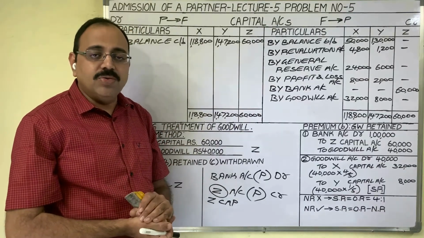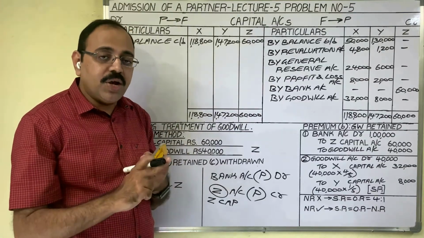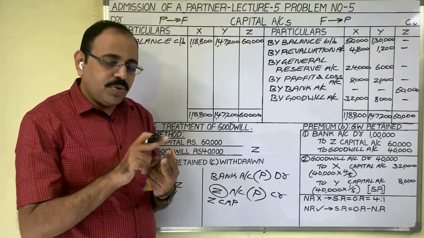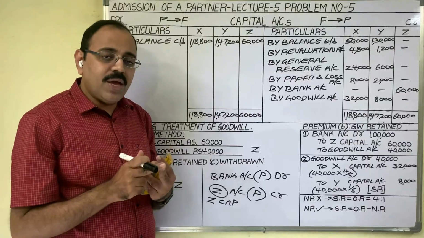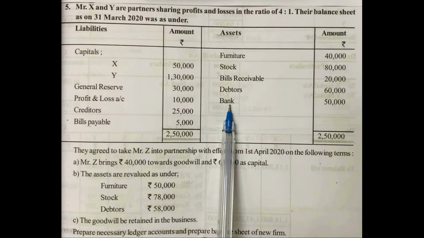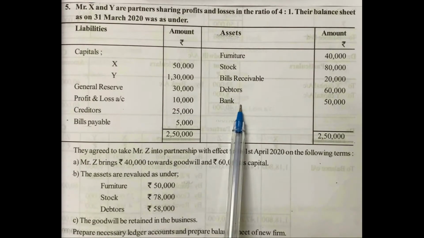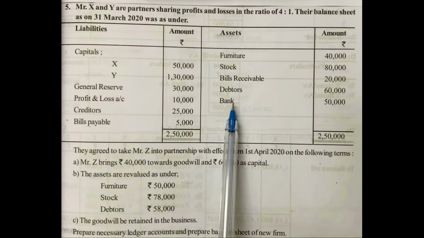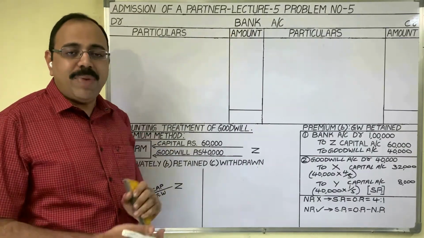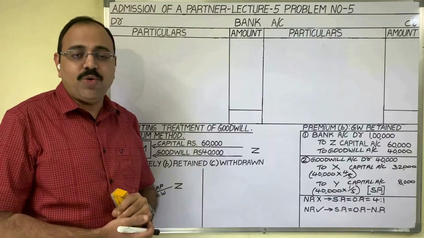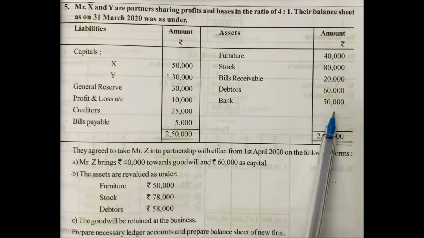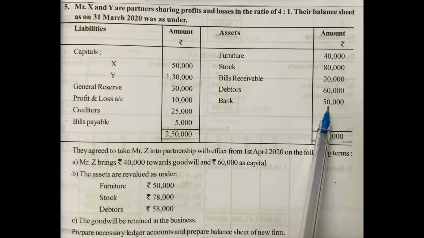After capital accounts, we have to prepare cash account or bank account. Now the doubt is, which account should we prepare, cash account or bank account? In the balance sheet under the asset side, bank balance is given and cash balance is not given. Therefore, in this problem, we have to prepare bank account. We have to start bank account with the opening balance. From where should we take that opening balance amount? In the old balance sheet under the asset side, bank balance 50,000 is given. This amount we should write here.